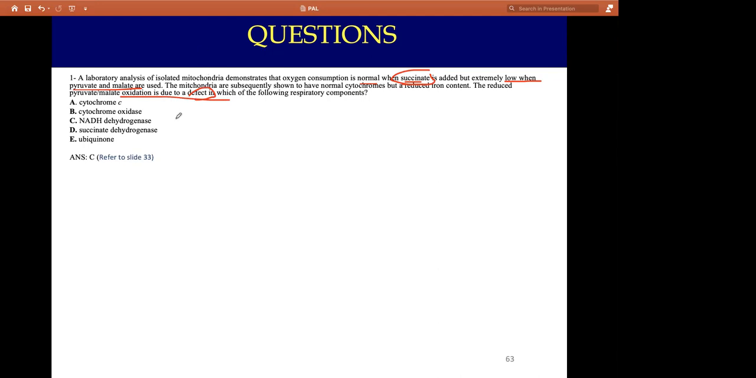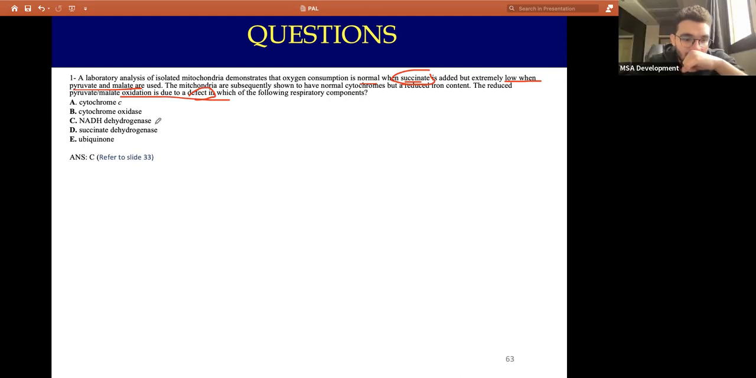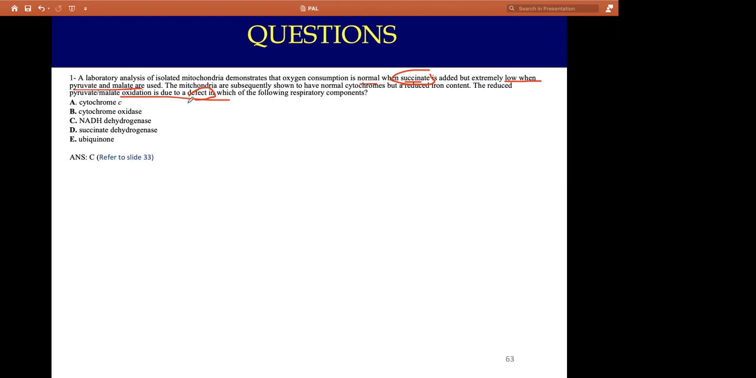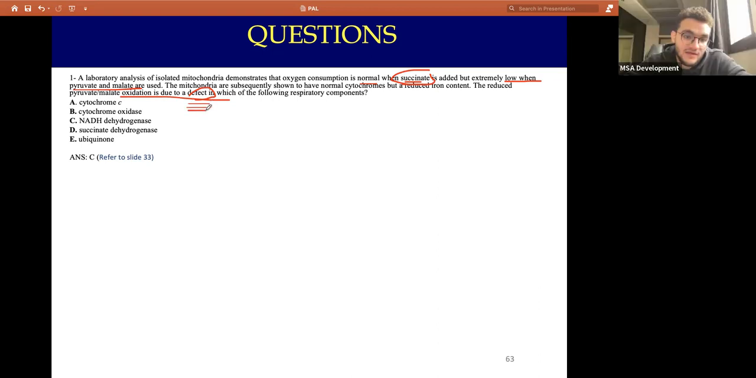I'll write the NADH one. For complex number 1, NADH dehydrogenase. Complex number 2 is succinate dehydrogenase. Because it's asking for the defect. The defect is not in succinate dehydrogenase. It's in NADH dehydrogenase, because when you add succinate, it's normal. So it's not defective. It is normal. However, when you add pyruvate, it's not normal. That is why it's in complex number 1.